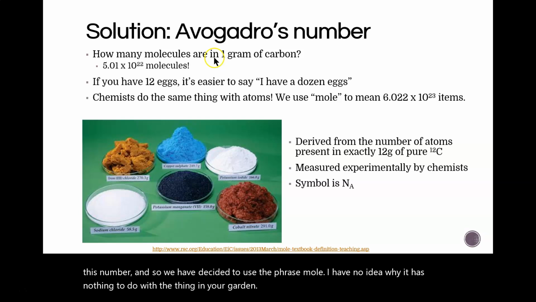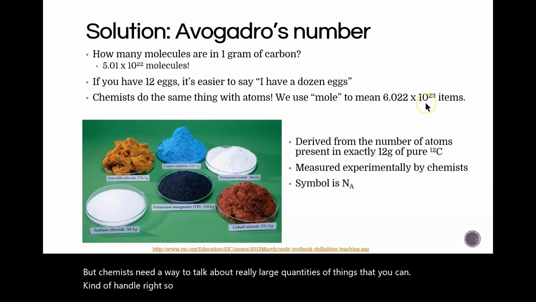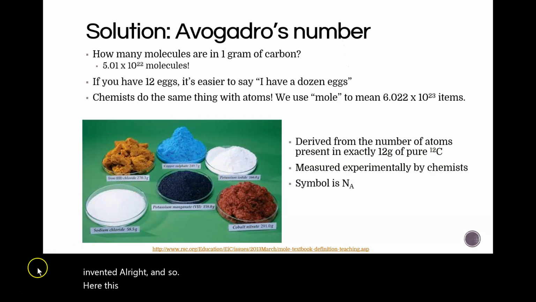But chemists need a way to talk about really large quantities of things that you can kind of handle, right? So writing out scientific notation every time you need to talk about an amount of chemicals would be really obnoxious. That's why Avogadro's number was invented. All right, and so here this picture shows 1 mole.